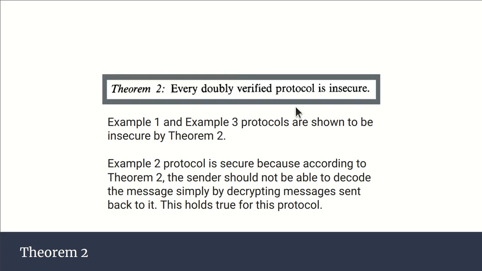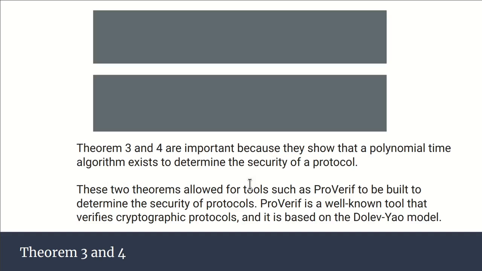This is an interesting visual representation in order to prove that a protocol is secure. Theorem 2 states that every doubly verified protocol is insecure. The protocols we saw in example 1 and 3 are shown to be insecure by this theorem. However, example 2 is secure because according to the theorem, the sender should not be able to decode this message simply by decrypting messages sent back to it. And we saw that this held true for example 2.